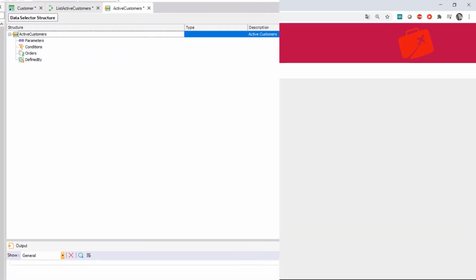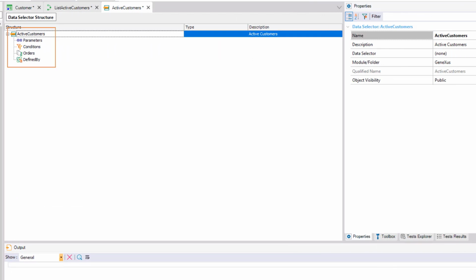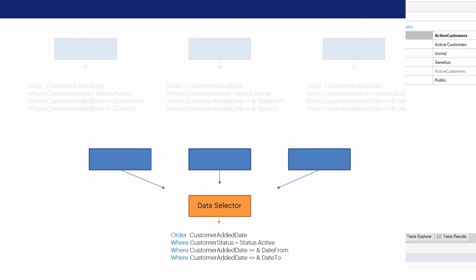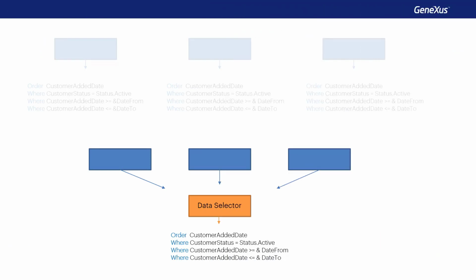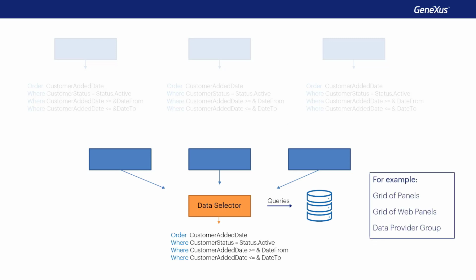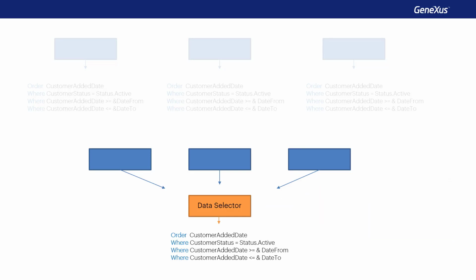In short, the data selector is an object that allows us to store a set of parameters, conditions, orders to be used or invoked from different queries and calculations, and to reuse the same navigation several times. So, where can we use a data selector? In all cases that make database queries. For example, in the grids of panels and web panels, or in groups of data providers. You can find more information about data selectors in our wiki.